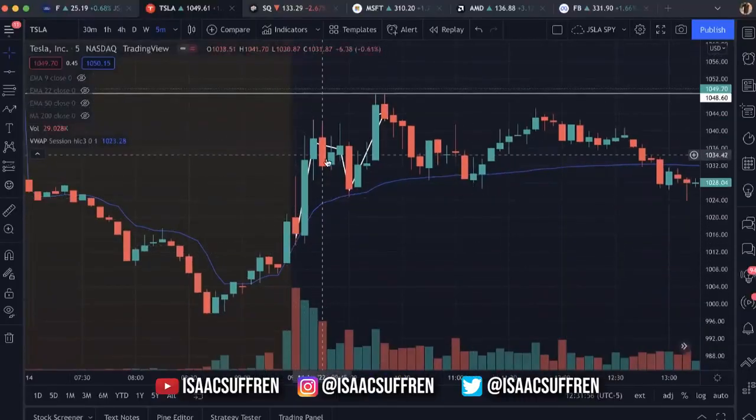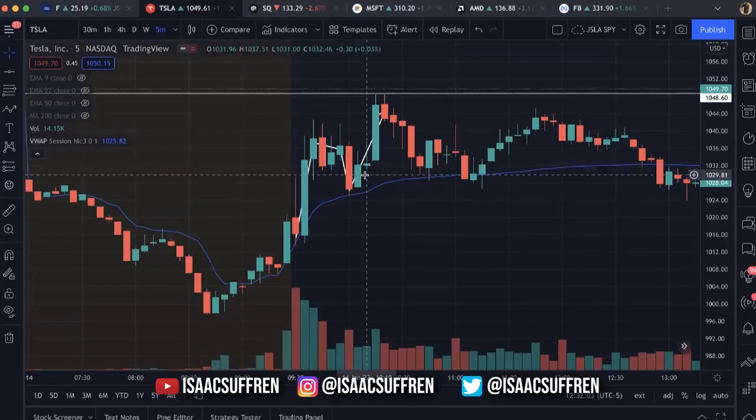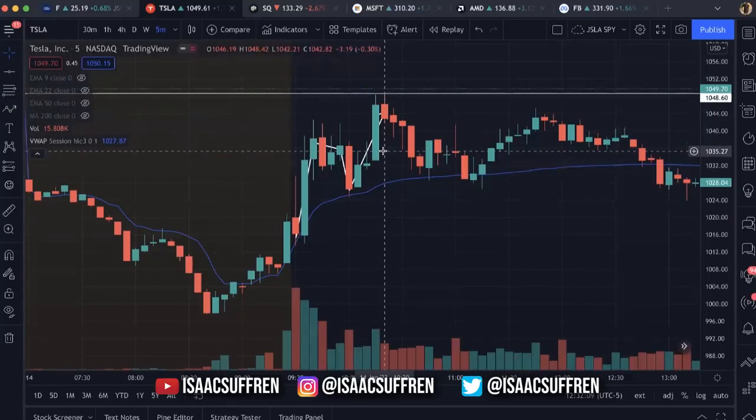So like I said, we got this VWAP bounce. So we made a move up, we got this bounce, and as you can see, we went from a $1,030 entry, right? And then we made a move up to 1048. That is a lot of money. That is a great move for Tesla. We made a lot of money right here, and then we exited because we met some resistance right here.